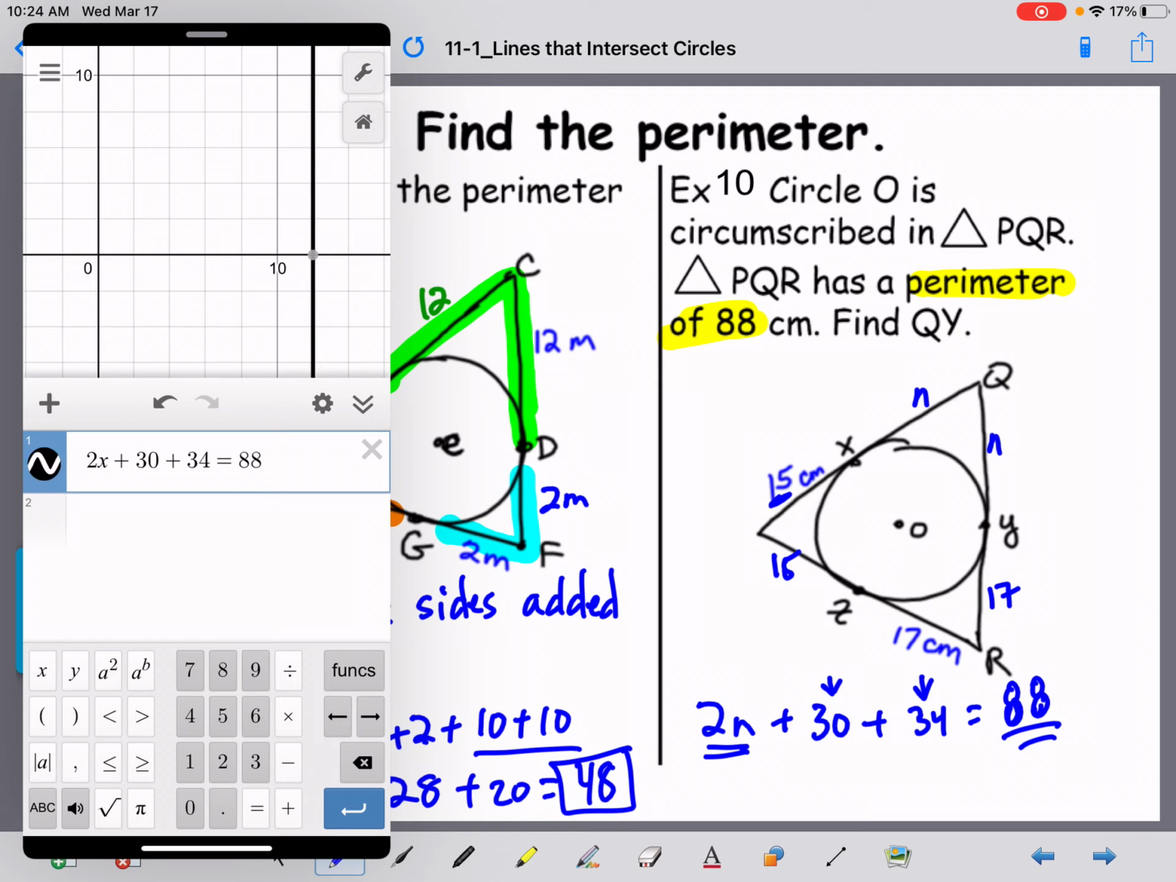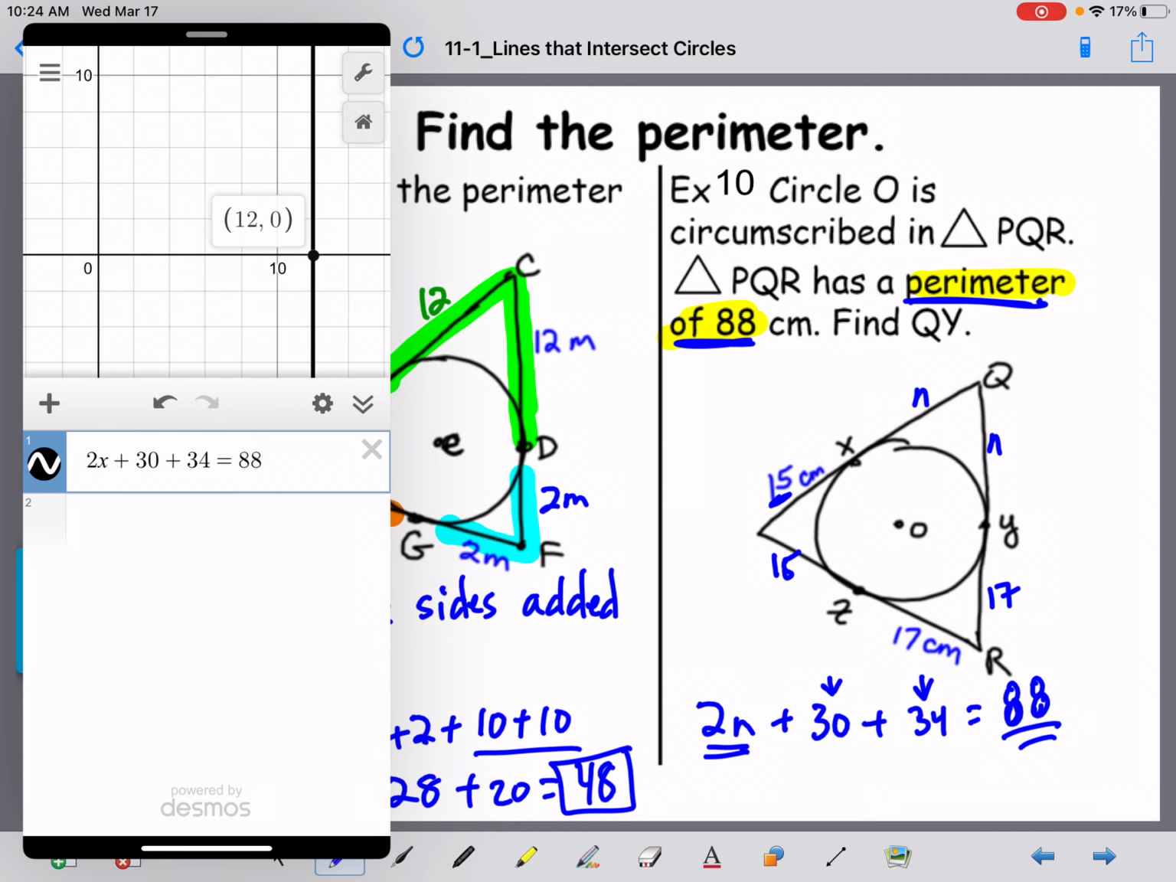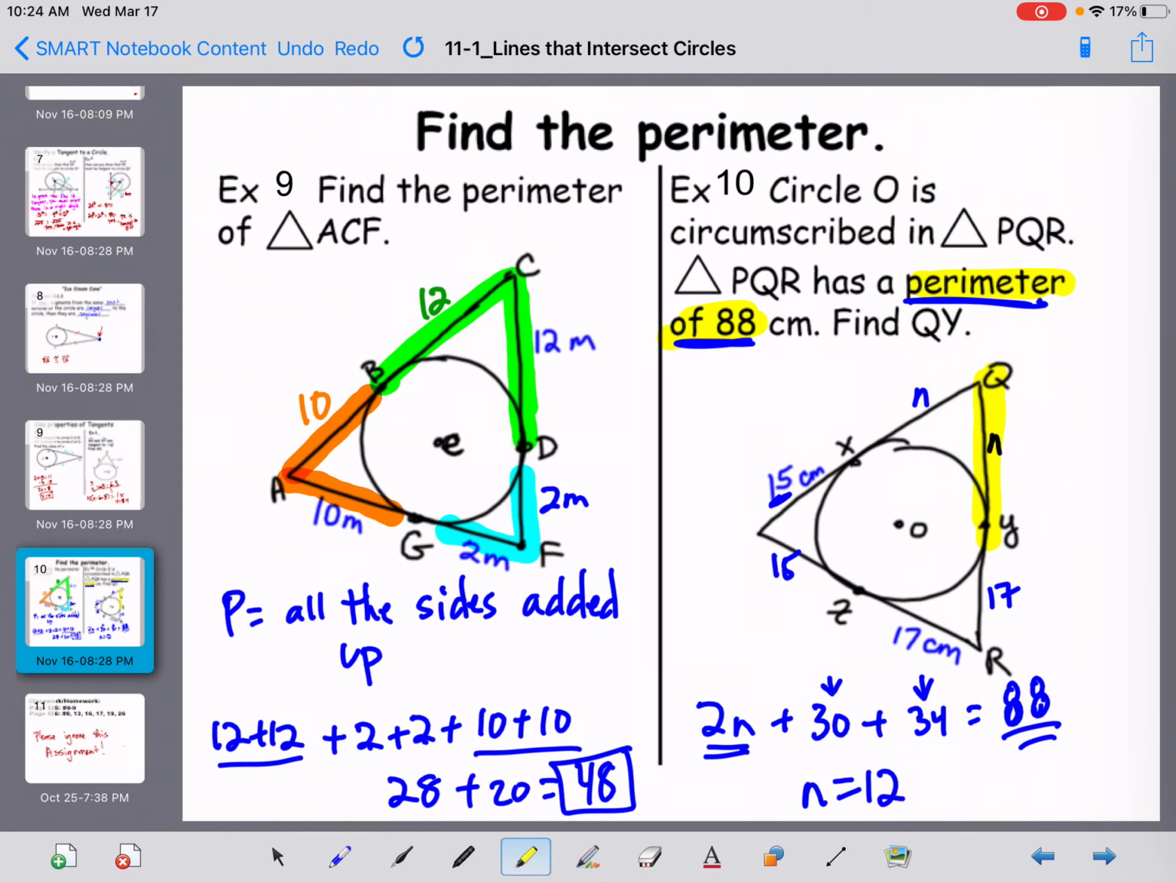Why did I set it equal to 88? That's a good question. Because the perimeter was 88, and when I add all of those sides up, they're going to equal 88. So that's why I set those equal to 88. N equals 12. What was I trying to find? QY. So QY is here, and that's what I have labeled N. So QY is 12.